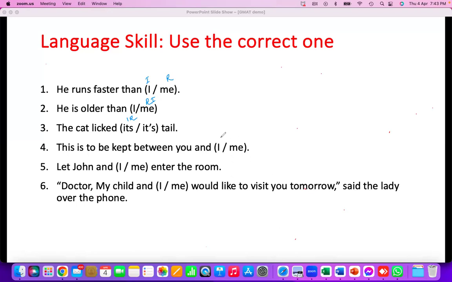I. Indrani? Yeah, same. Good. Let John and I or me enter the room. I. Okay. Doctor, my child and I or me would like to visit you tomorrow, said the lady over the phone. I.